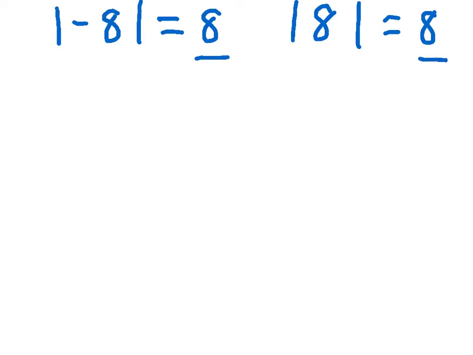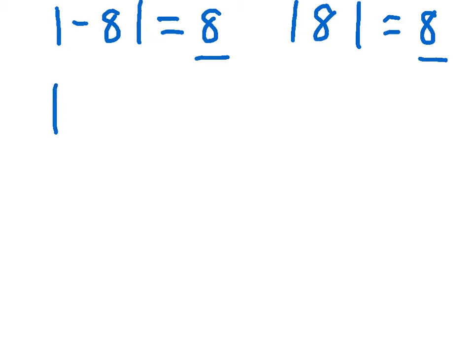I would read this first problem as saying the absolute value of -8 equals 8. -8 is, in fact, 8 units away from 0. The absolute value of +8 is also 8, because it is also 8 units away from 0. The absolute value of a number is always positive.